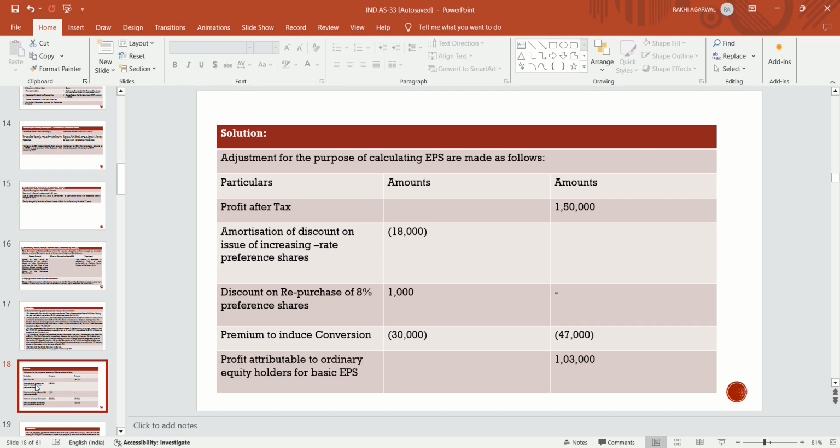Now the total becomes 30 plus 18, it becomes 48, minus 1, that is 47,000. So profit attributable to the ordinary equity holder for calculating the basic EPS is 1,50,000 minus 47,000, it becomes 1,03,000. So this is the calculation which is done after arriving at a profit after tax. That expense or that income is not included before, so it should be debited or credited out from the profit after tax to arrive at the profit attributable to the ordinary shareholder in order to calculate the EPS.